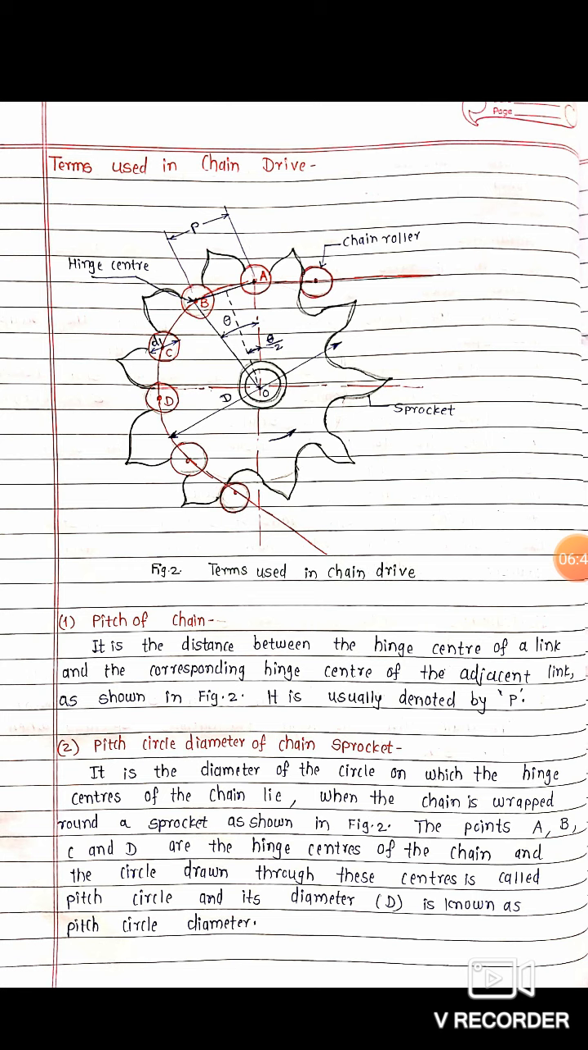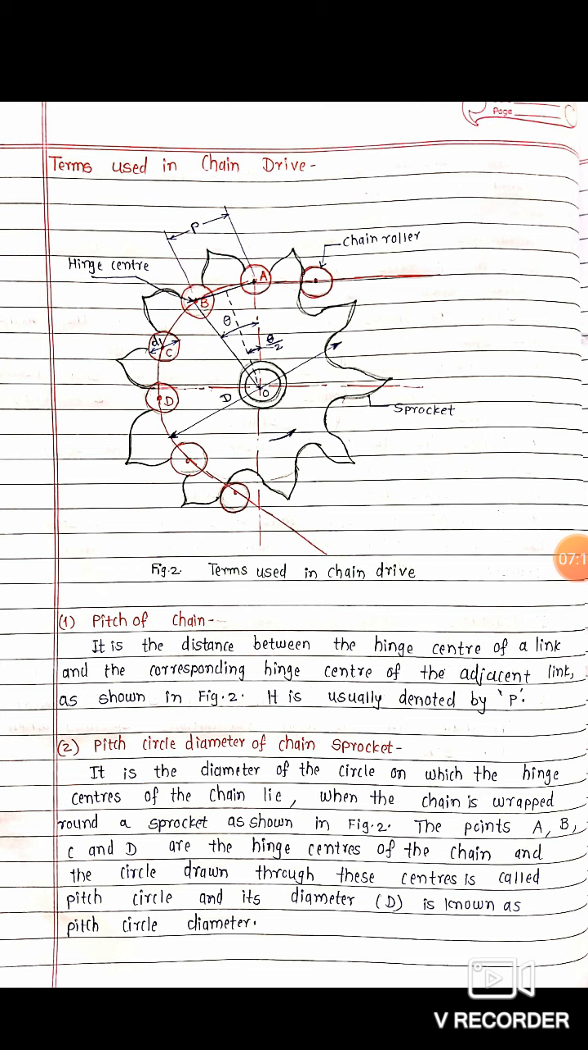If we consider A and B as the distance between two corresponding hinges in that link, then the distance A to B is nothing but the pitch distance. The angle AOB is angle theta, and the center of this sprocket is given by the symbol O.